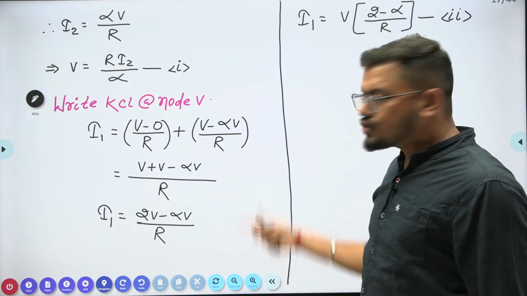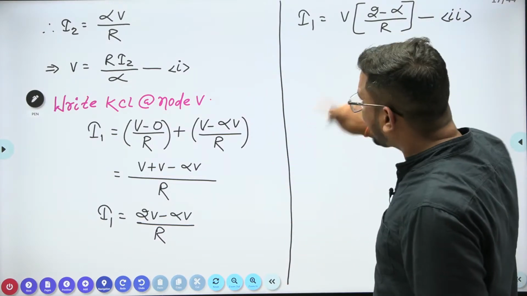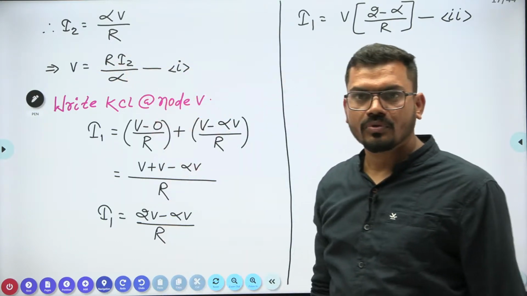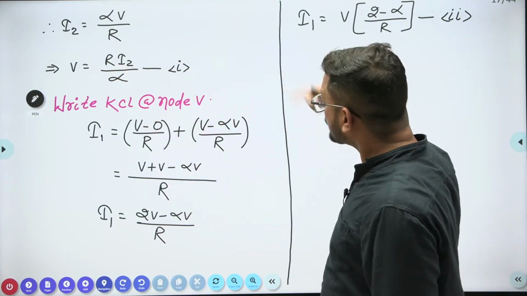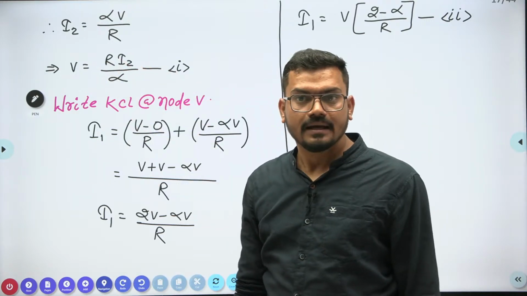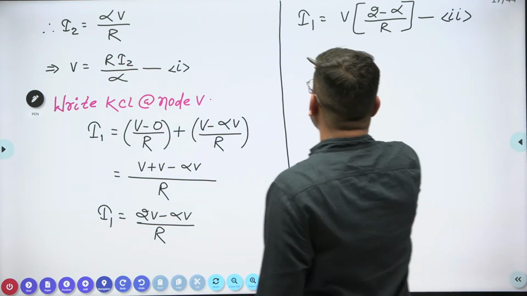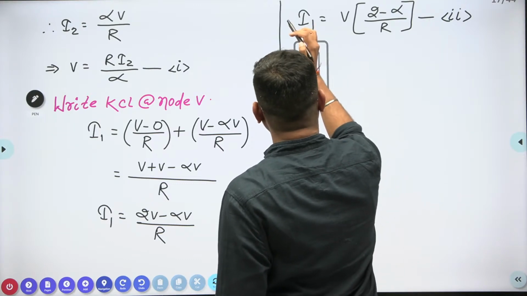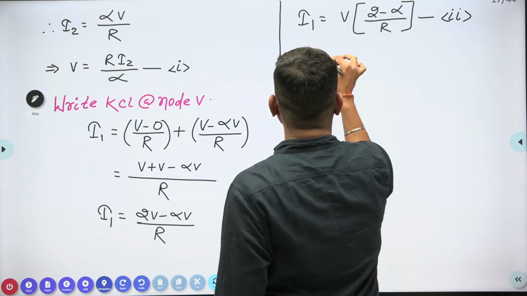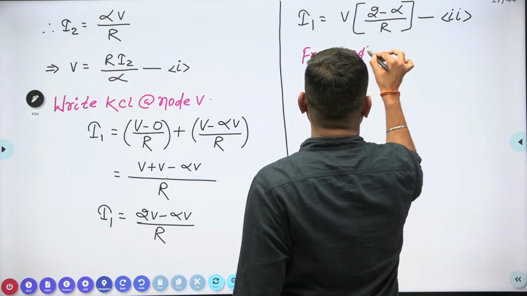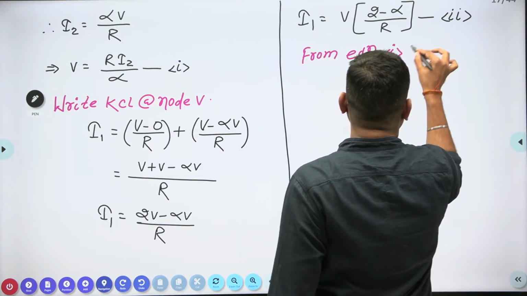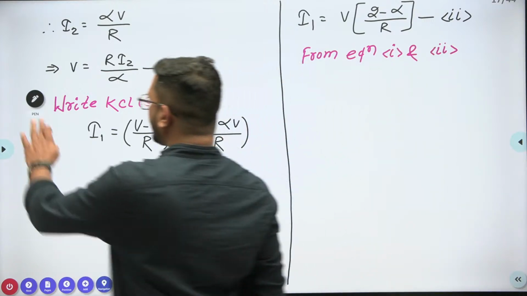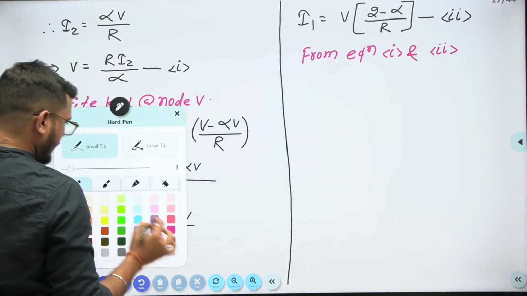Okay, now. From equation 1 and 2, we can write in place of V, this is R I2 by alpha. And by that equation, we can find the value of I2 by I1. Is it clear now? So again, here I am writing, from equation 1 and 2, guys. What can we write here?